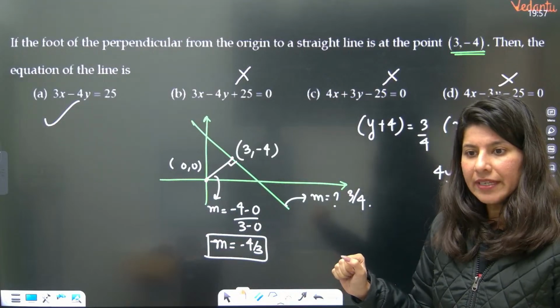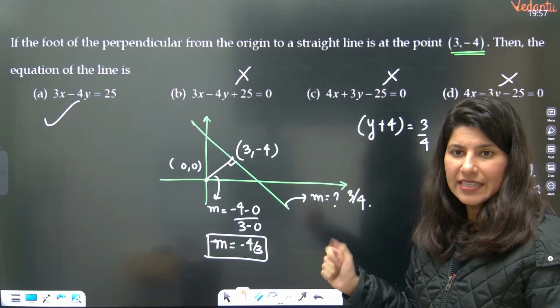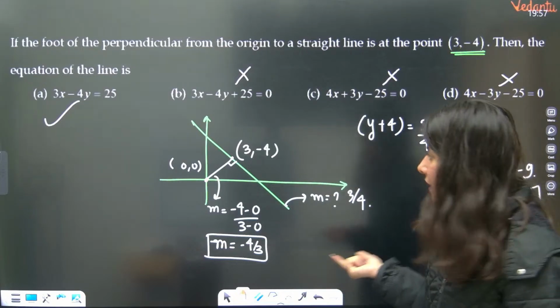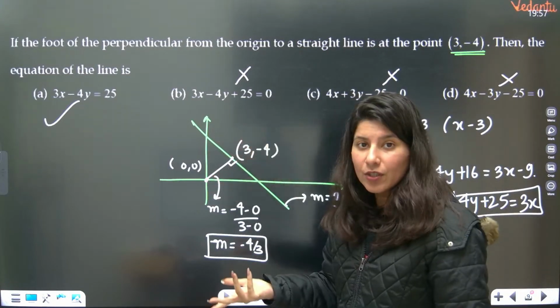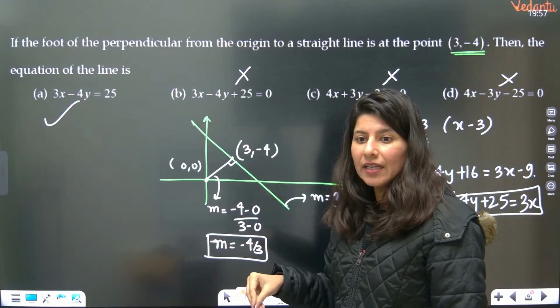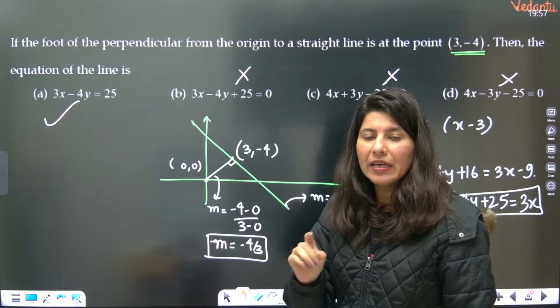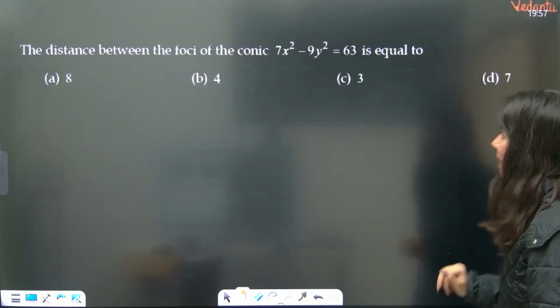Can we use a 3D geometry concept to solve this? Yes, but the 3D geometry concept is again the same. The foot of perpendicular, this and this are perpendicular to each other. In 2D geometry, perpendicular means m1 m2 equals minus 1. In 3D geometry, perpendicular means dot product equals 0.